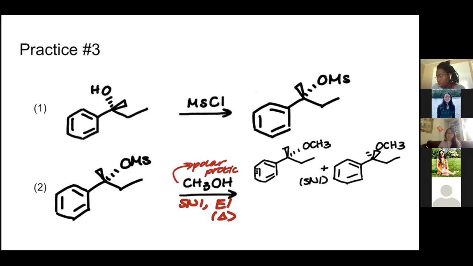What is the E1 product going to look like? It's going to look something like this. This is going to be our E1 product. Remember, now we're going to take one of the hydrogens from here, creating that double bond. That is our E1. Here are our SN1 enantiomers. And that is the end of this lecture.